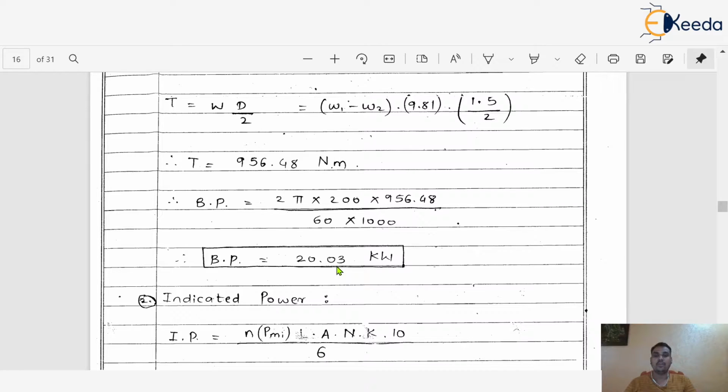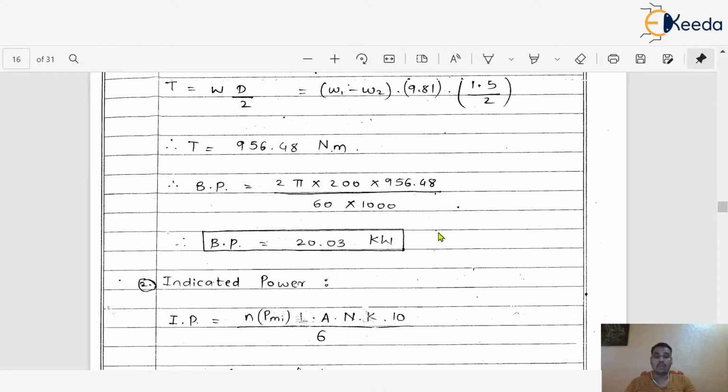So this is the first unknown, and this is the answer of brake power, that is nothing but 20.03 kilowatt. I am requesting you to please do the calculation at home for practice purposes. Use the calculators for calculation of these particular things.